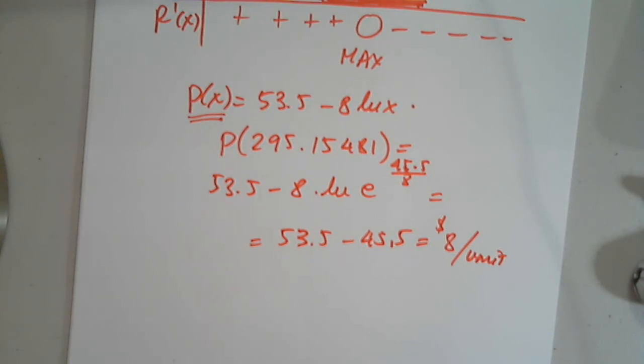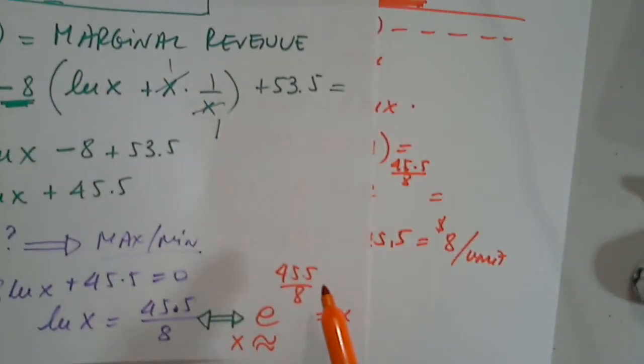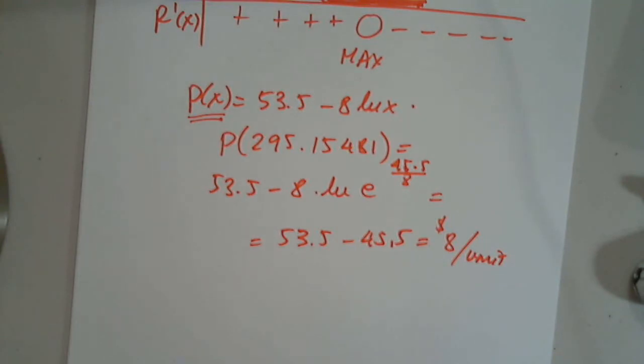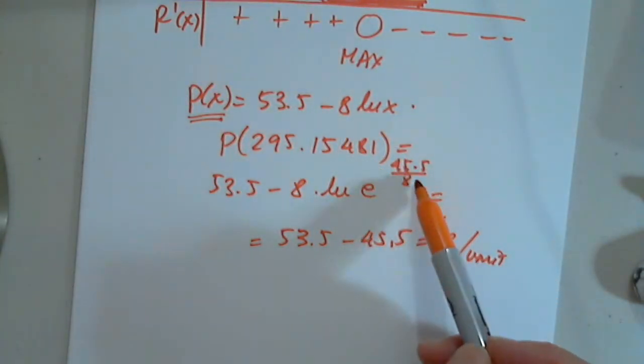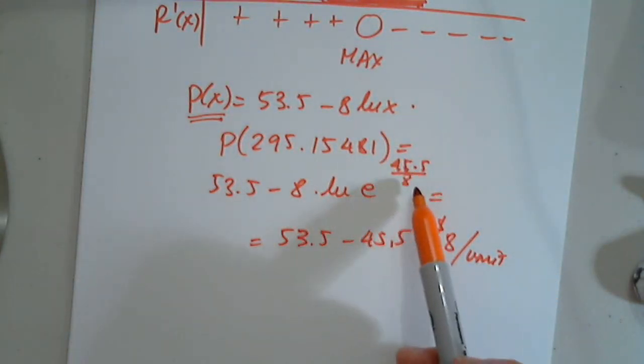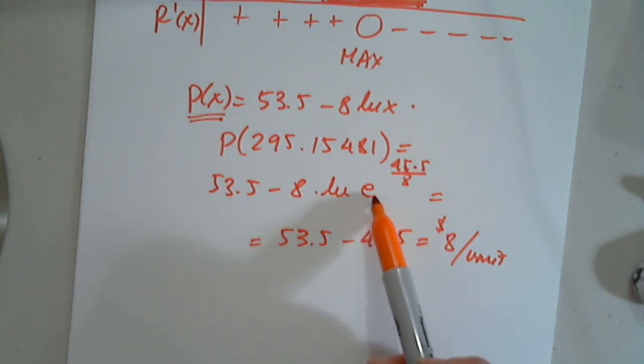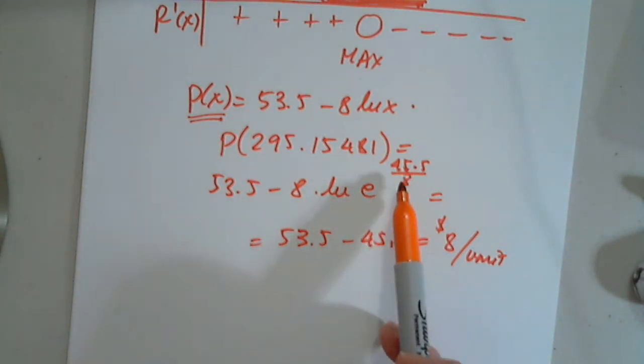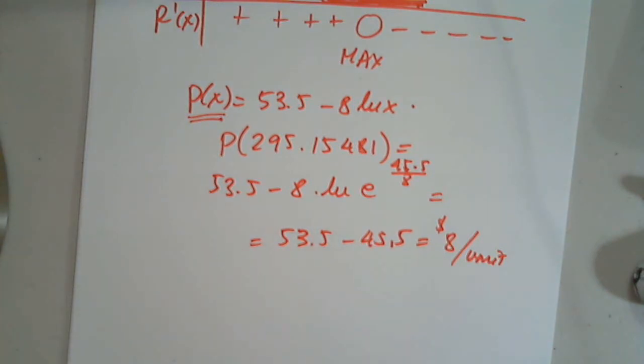Is that what you meant? Yep. Because that was our x, 45.5 over 8. And there is an 8 in front. So when I bring this down, the 8 will go away. Natural log e is 1. And we just get negative 45.5. So that will be $8 per unit. So now let's see.